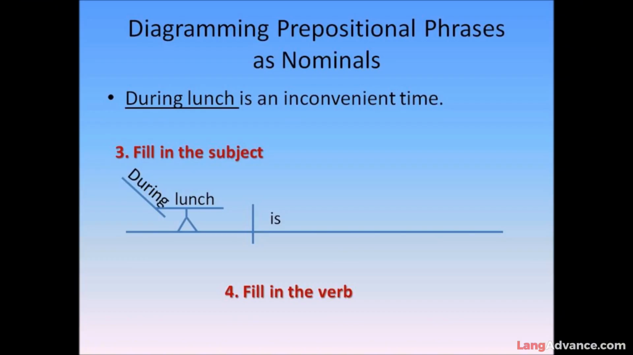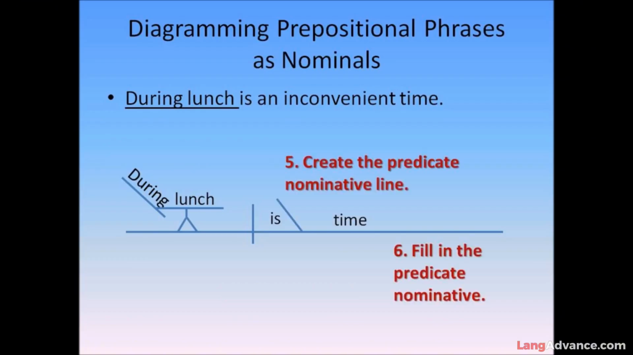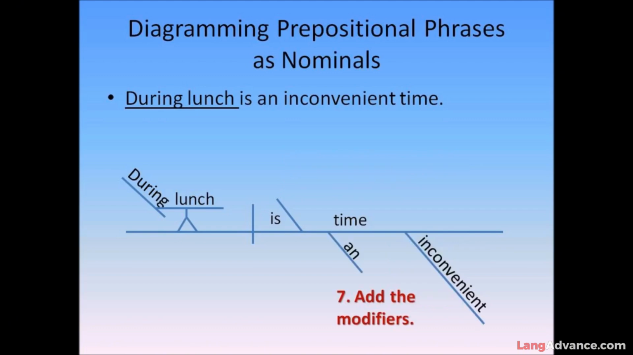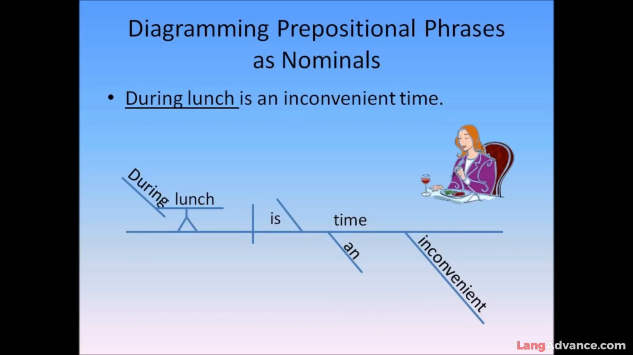During lunch, the verb is. We then create the predicate nominative line because we know that is a linking verb, therefore what follows will be a predicate adjective or a predicate nominative, and then we fill in the predicate nominative. We add the modifiers an and inconvenient, and the final diagram looks like this. During lunch is an inconvenient time.